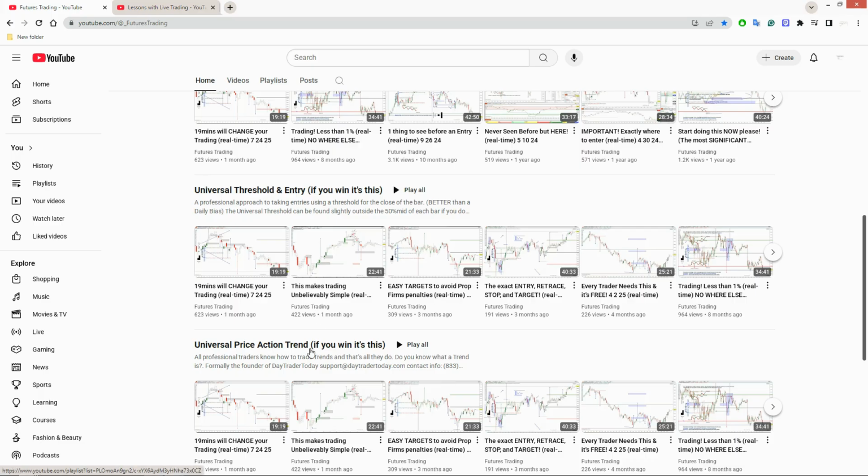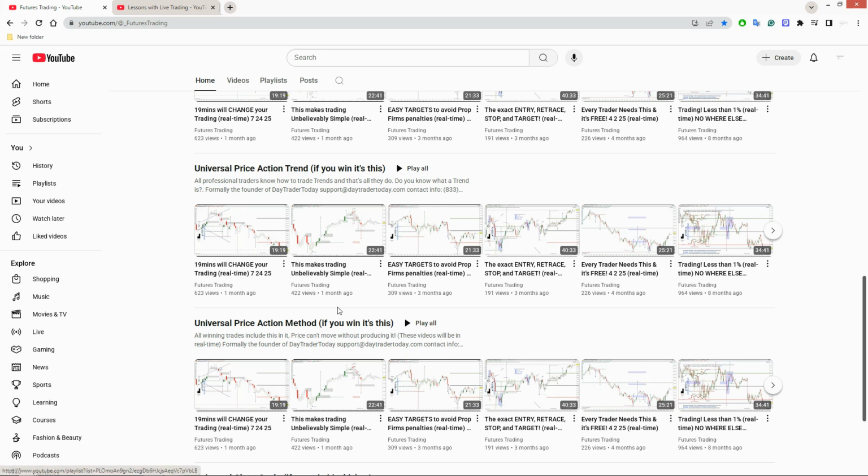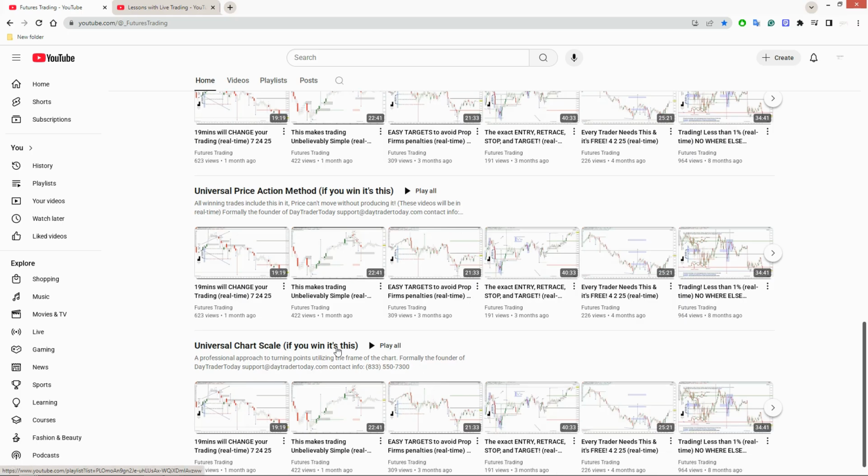The universal price action trend, you just need to be able to count to 10. The universal price action method, I use the majority principle, which states that the minority is compelled to follow. And there's three different ways it'll show up on your chart, and I'm going to show you what it looks like. The universal chart scale. I teach you how to read your hard right edge, your bezel, so you don't have to look left.